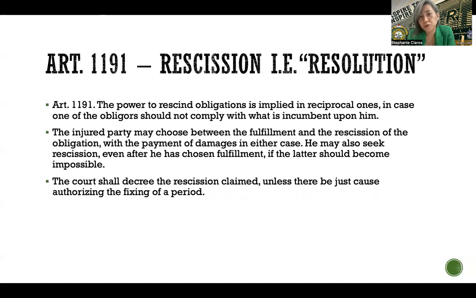There can also be rescission if even after fulfillment or the filing of an action for specific performance, the performance of the obligation still is impossible or has become impossible. And in that case, a judicial decree of rescission may be obtained by filing a petition in court.